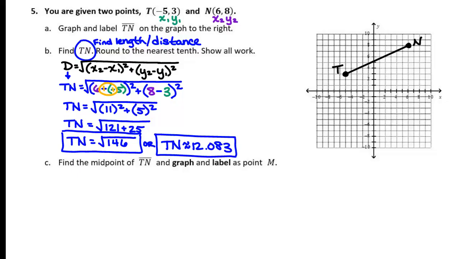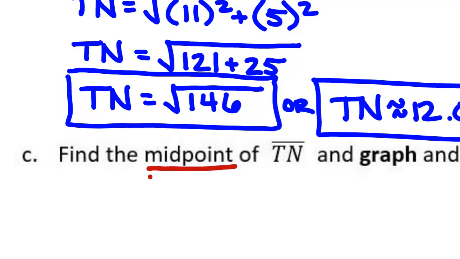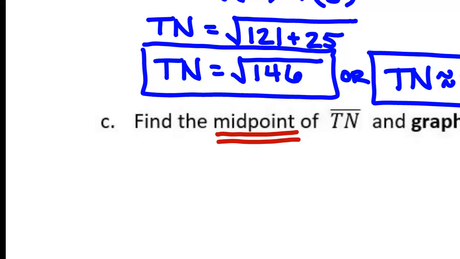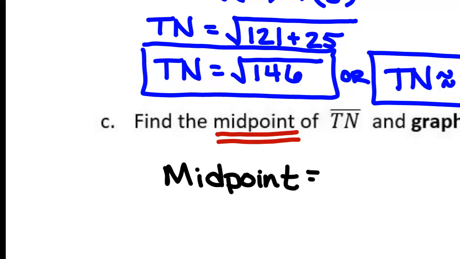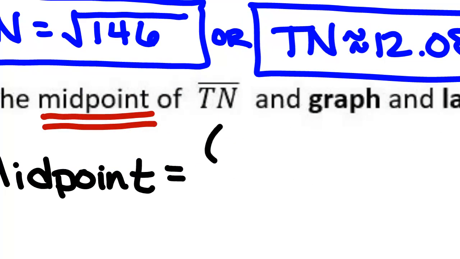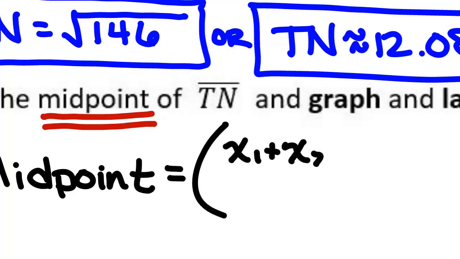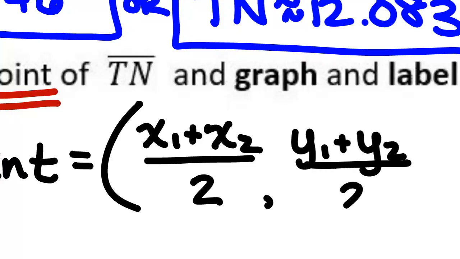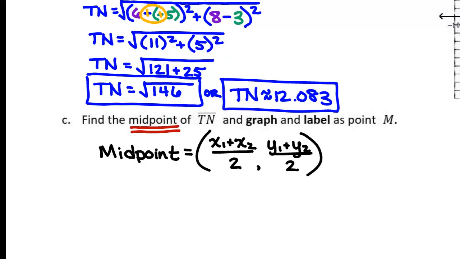Part C says to find the midpoint for Tn. The formula that we use for the midpoint. The midpoint of a line segment is equal to, yep, sorry, my pen just stopped working all of a sudden. x1 plus x2, we add the x's, and then we cut it in half. We're finding the halfway point between the x's. And then we do the same thing with the y's. We add y1 and y2. We take that and cut it in half. That finds the halfway point between the y's.